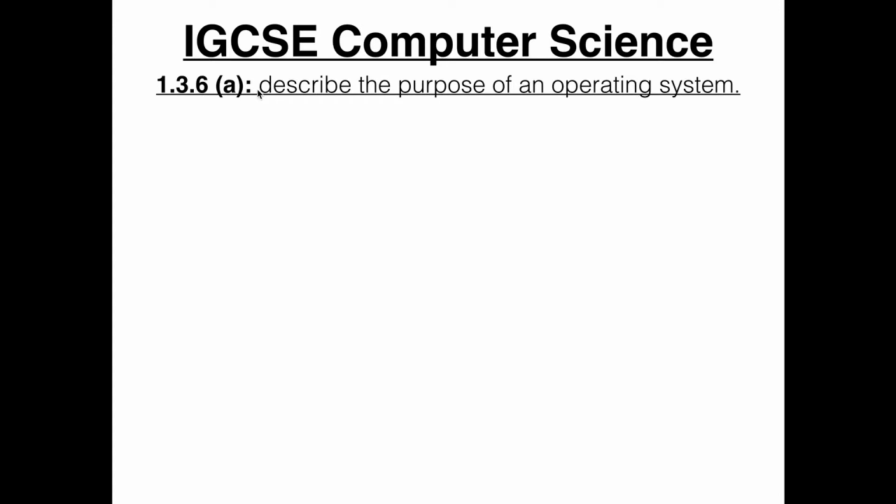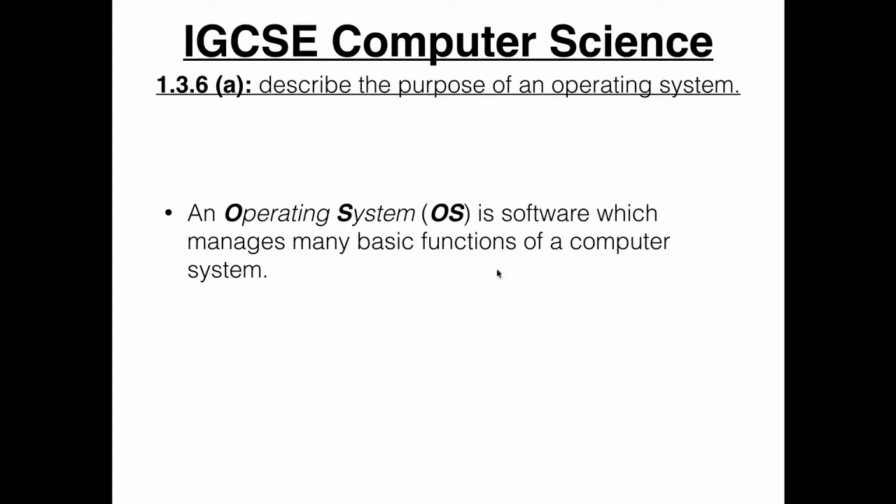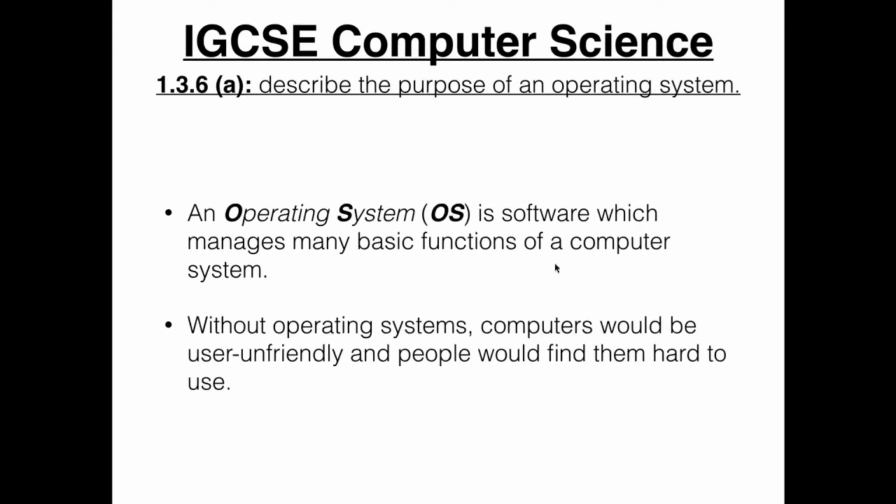So what is an operating system? Well, an operating system is software which runs in the background of a computer system and manages the basic functions. What operating systems allow you to do is communicate with the software and hardware of a computer system. So without operating systems, computers would be user unfriendly and people would find them hard to use.